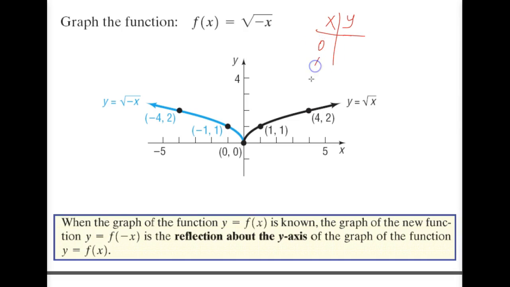So our original graph here would have been something like this. Where now, we know that this is for square root of x here. But now if we wanted square root of -x, then that would be 0, -1, -4, and the y values would remain the same.